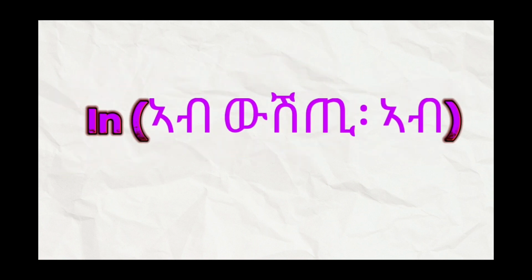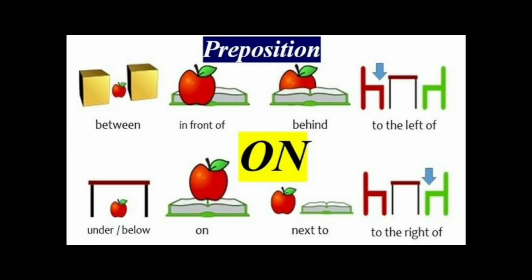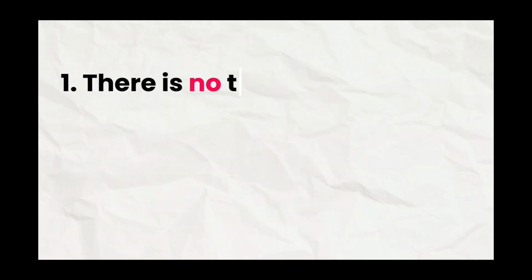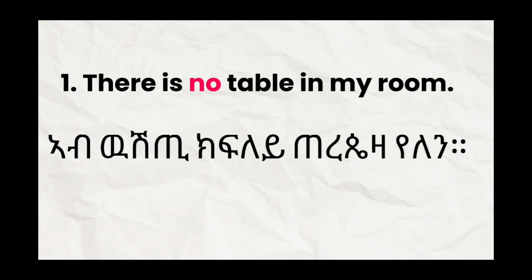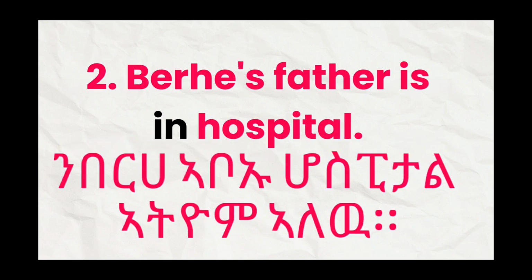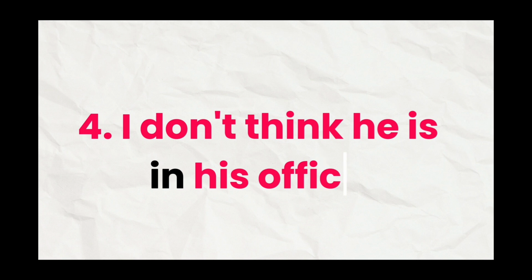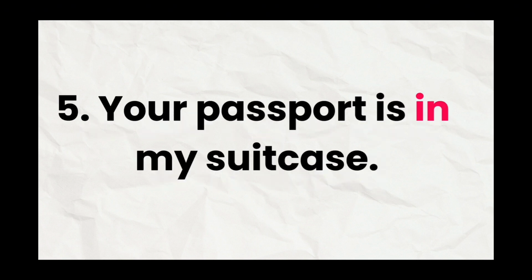In is used for position inside large areas and in three-dimensional space when something is surrounded on all sides. Example. 1. There is no table in my room. 2. Berhe's father is in hospital. 3. She grew up in Sudan. 4. I don't think he is in his office. 5. Your passport is in my suitcase.